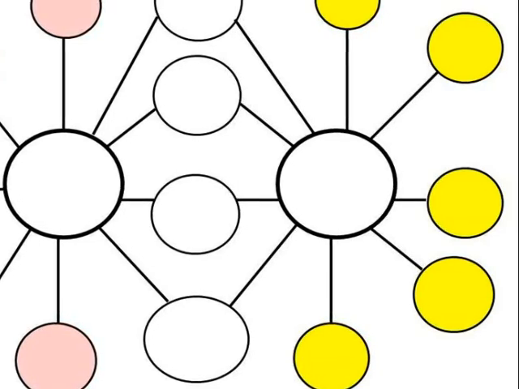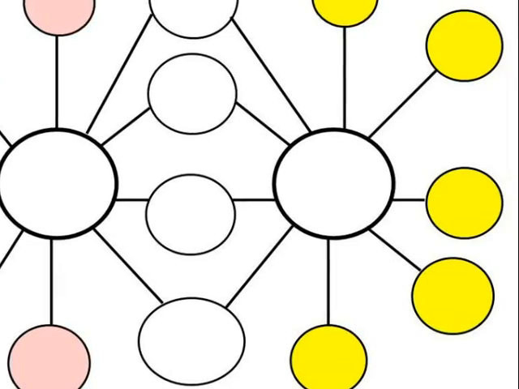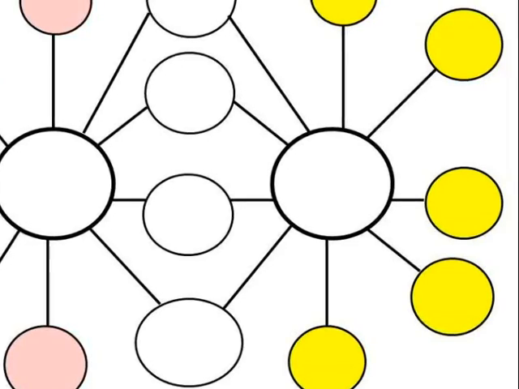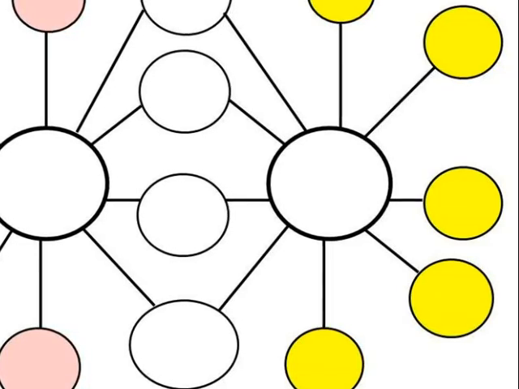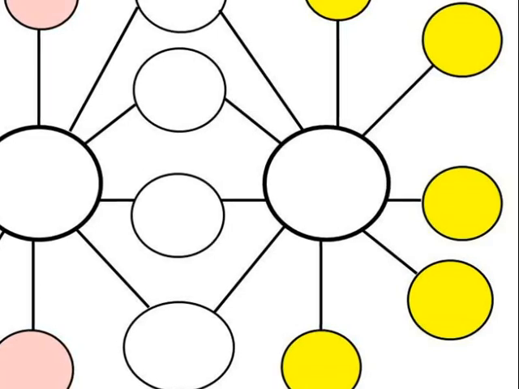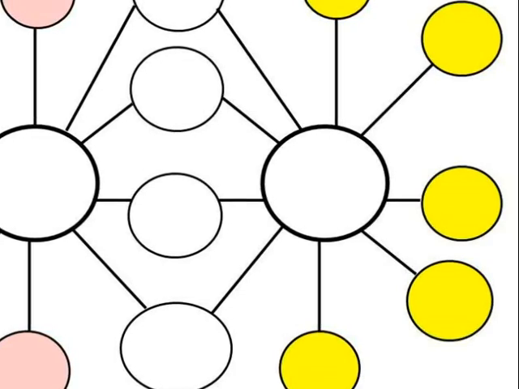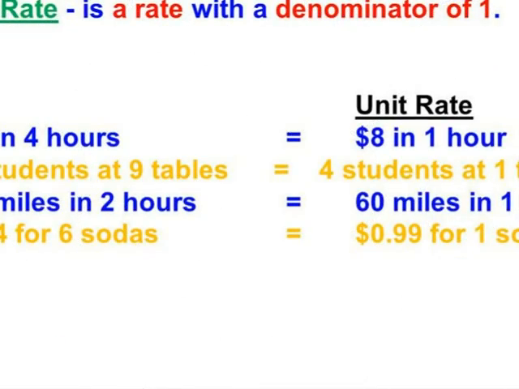All right? Now, in the bubble map today, we're going to do two comparisons. The first one is going to be with the rate, and the other one is going to be unit rate. Okay, so in the two big circles, make sure we put rate for one and unit rate for the other one. All right, so here we go. Let's talk about rate.